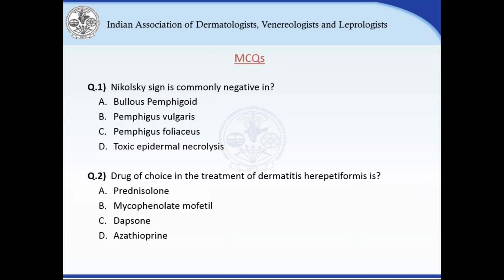Right. Now, Nikolsky sign is commonly negative in, the answer should be bullous pemphigoid, because it's a subepidermal disorder. Toxic epidermal necrolysis is actually a dicey thing. It has something called a pseudo Nikolsky sign rather than a Nikolsky sign, but here the best answer will be bullous pemphigoid. Right? So if you have a question like this in your NEET PG entrance, you understand, right? The drug of choice in the treatment of DH should always be dapsone, because the response is very quick.